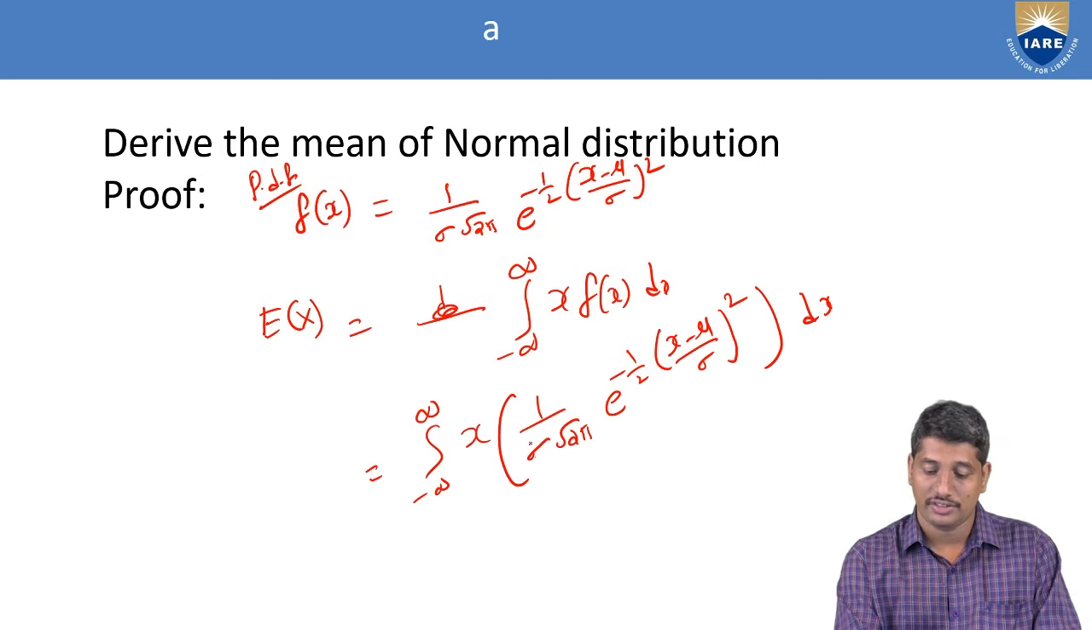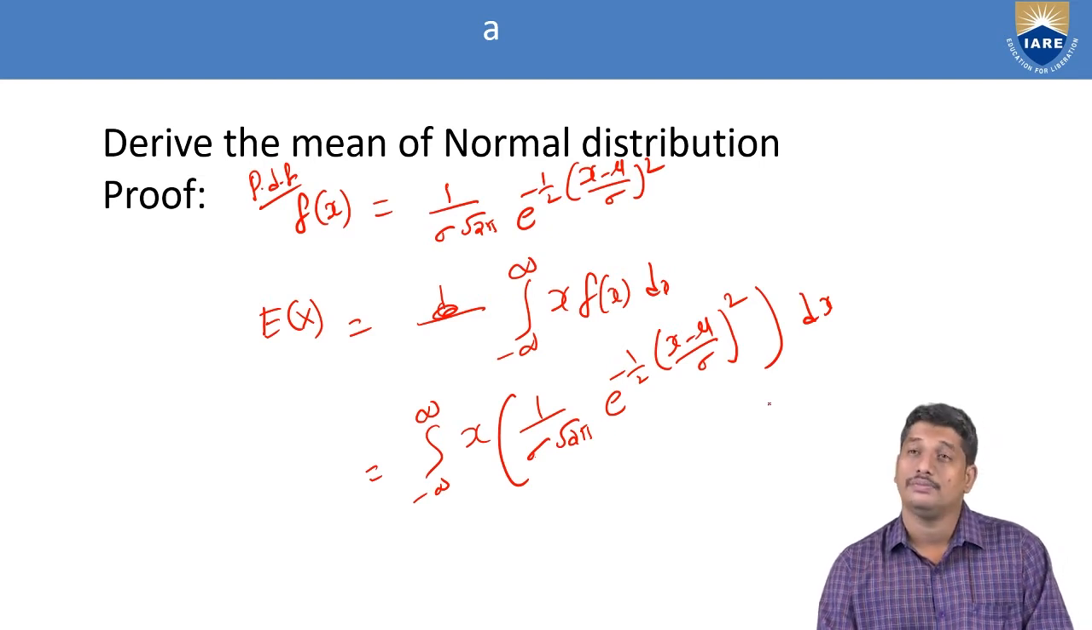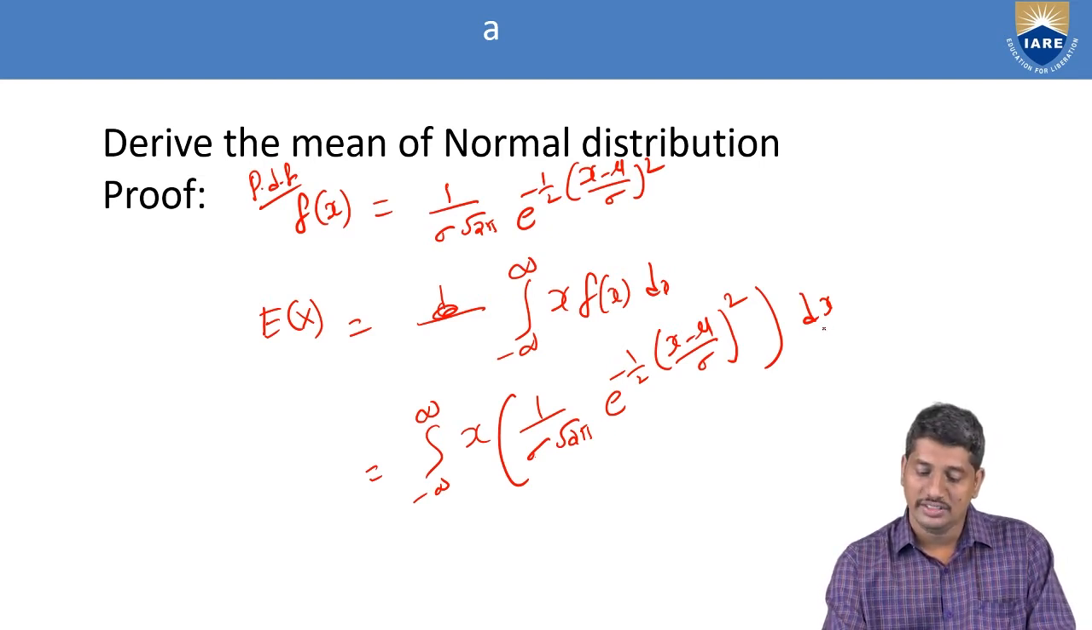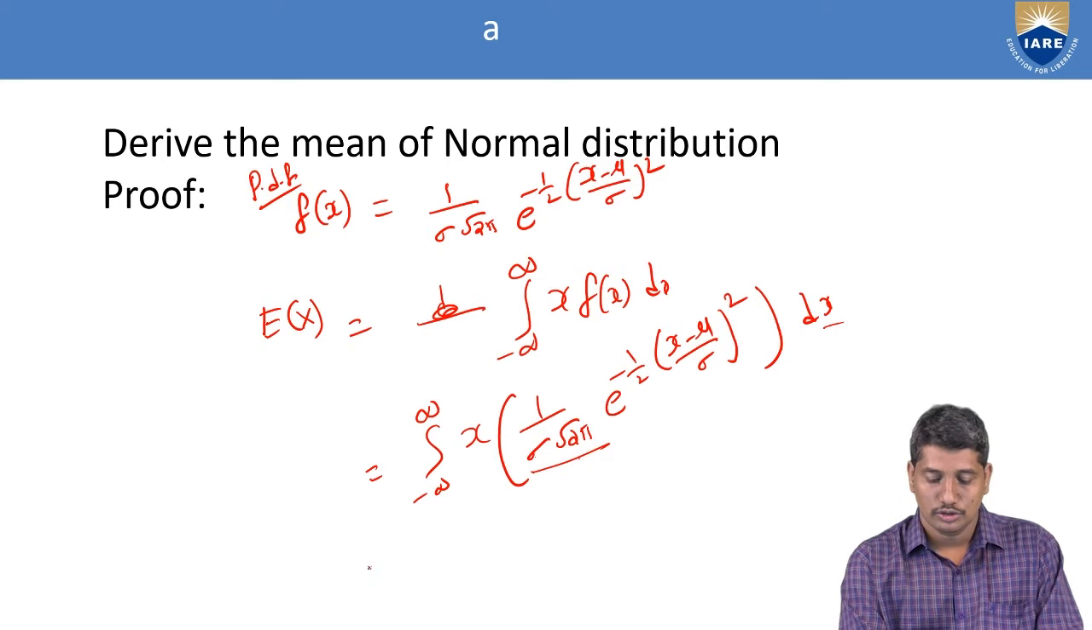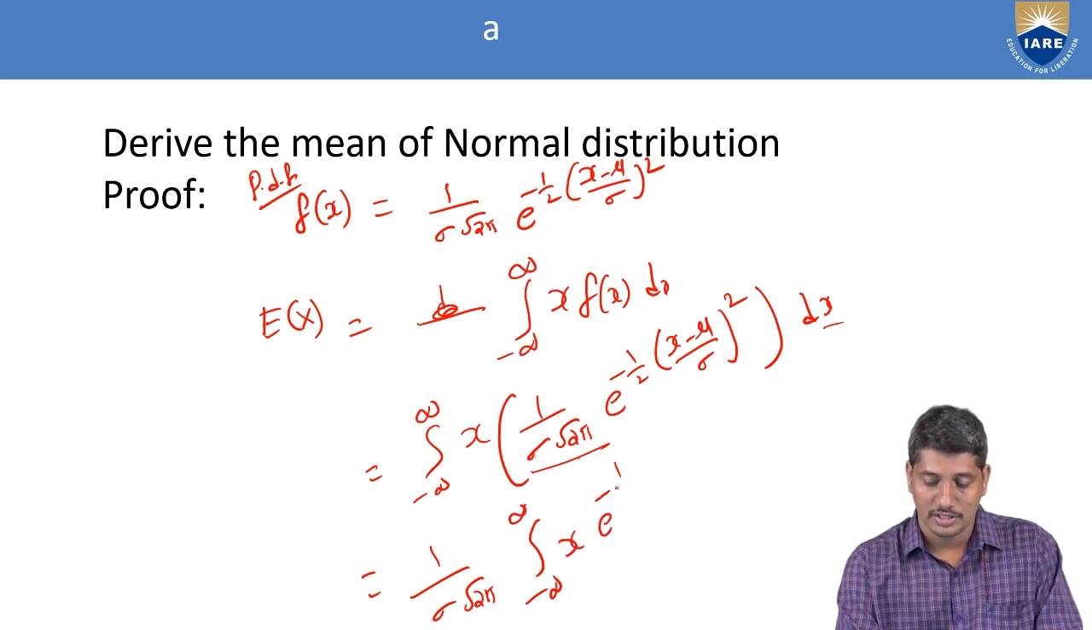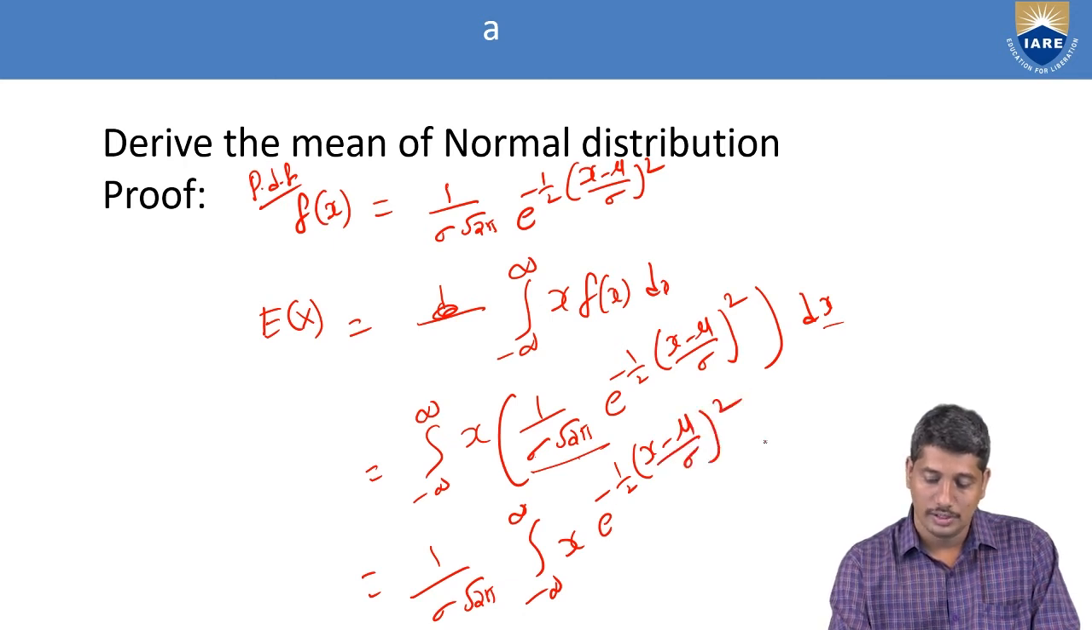The f of x value is substituted over here. Now, what is the variable? Variable is x. So this is a constant, it doesn't contain x, so it can be written outside. So we'll get 1 by sigma root 2 pi times the integral from minus infinity to infinity of x e power minus 1 by 2 times (x minus mu by sigma) whole square dx.